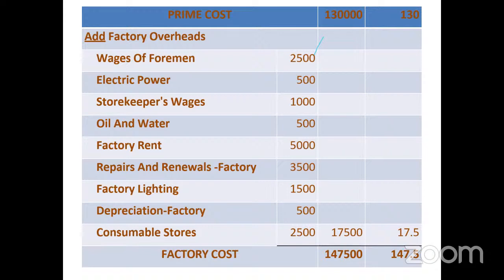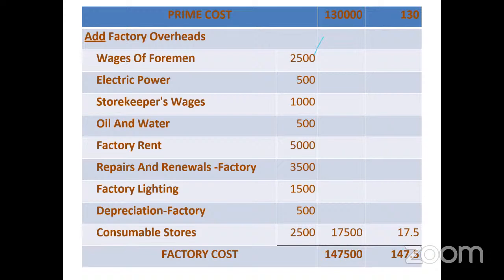Are you getting my point, like supervisor salary? As I have already told you, what is the time you are giving, or what is the duration of time you are devoting for each and every department, for each and every machine? On the basis of that you will segregate. If the number of machines is not given, how can you segregate? Okay, so in that case we'll charge totally.